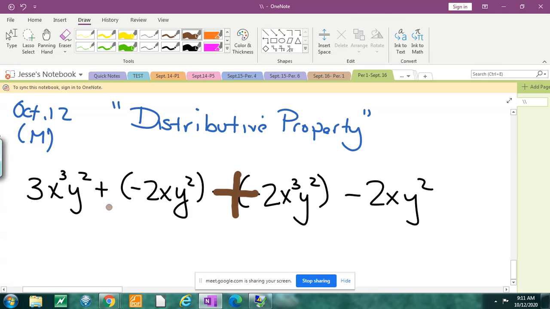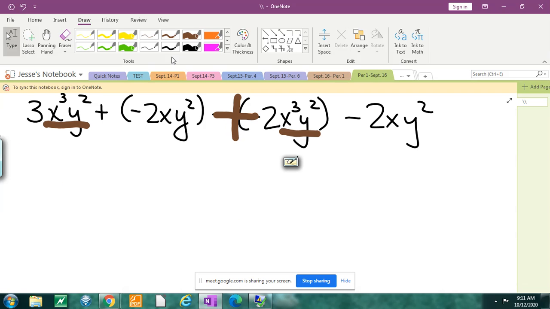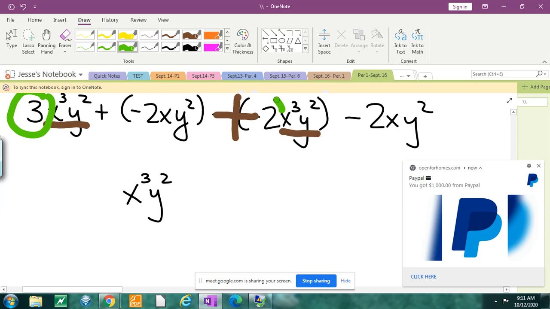All right. So now we changed the negative to a positive, right? So now I could go ahead and combine like terms. X cubed y squared matches with this one, x cubed y squared. So you know that your variables are going to be x cubed y squared, right? So now you just need to add the coefficient. The coefficient is 3 plus 2. And what's 3 plus 2?